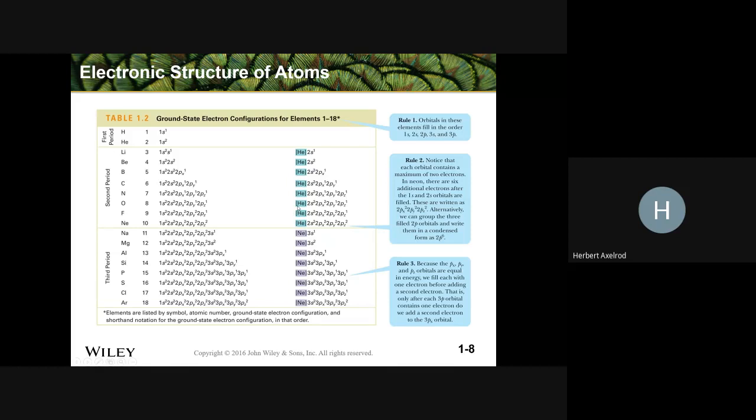By the way, these electrons in the lower energy levels are called the core electrons, and the electrons in the highest energy level are called the valence electrons. It's these valence electrons that play the important role in chemical reactivity. They determine the chemistry of the atom. Okay, so we can move on to fluorine.